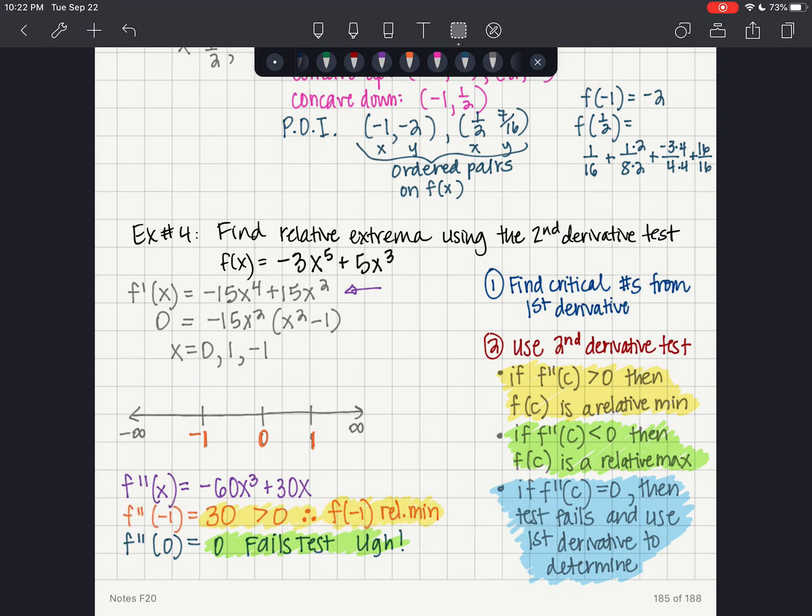Okay, and then our last one, let's try f double prime of positive 1. You put a positive 1 in, you're going to get negative 30, and that is less than 0. Therefore, f of 1 is a relative max.